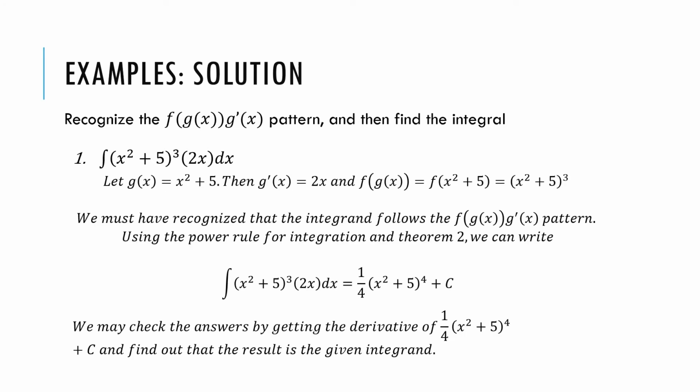Let's find our solution. First, our g of x is x squared plus 5. And we know that the derivative of x squared plus 5 is 2x, right? So our f of g of x is the cube of x squared plus 5. So we must recognize that the integrand follows the f of g of x multiplied by g prime of x pattern.